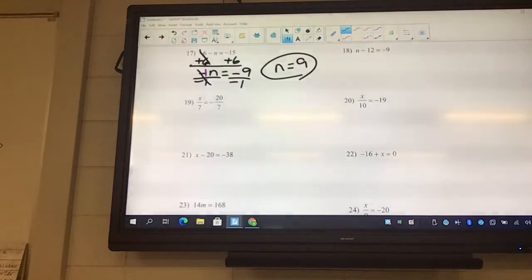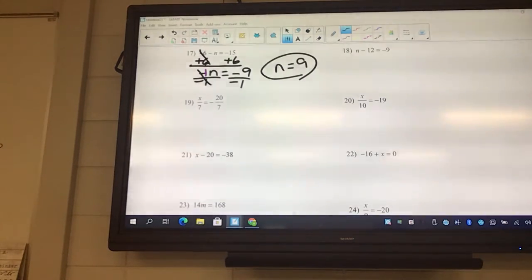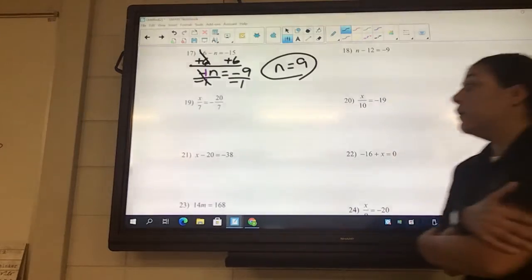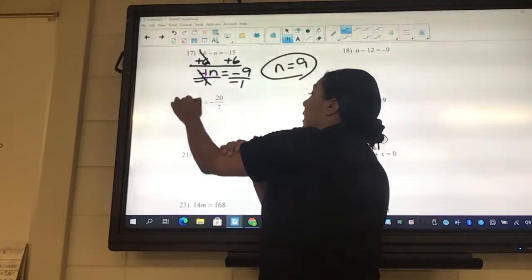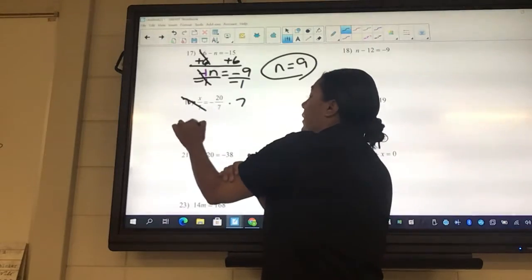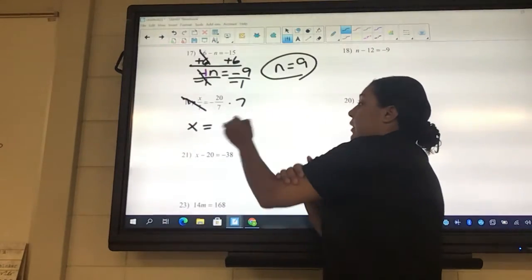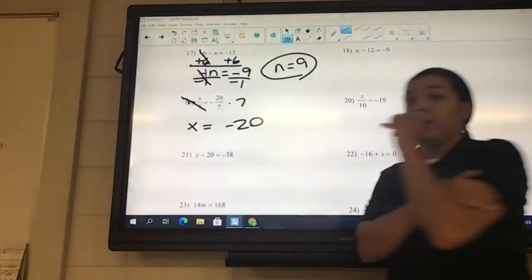Okay, 19. What kind of problem is this? Division. It's division, so we need to do what? Multiply by 7. So you're gonna get x equals negative 20.